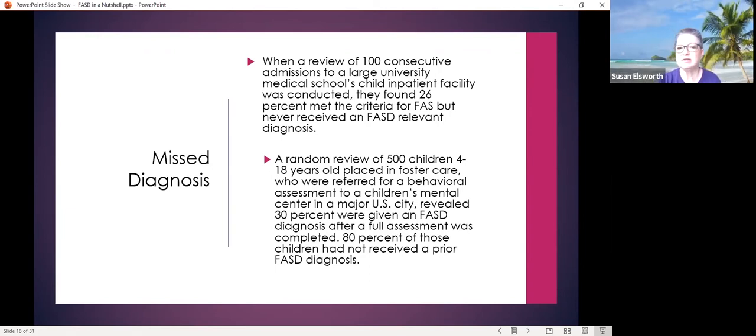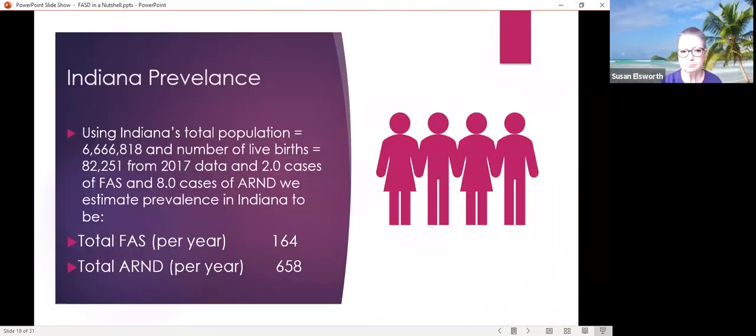And so when there was a study done of individuals, 100 consecutive admissions to a child inpatient unit, 26% met the criteria for FAS, but had never even been considered before. And then a study with 500 kiddos from 4 to 18 who were in the child welfare system, 30% were given a diagnosis of FASD, and 80% of those had never even been considered before.